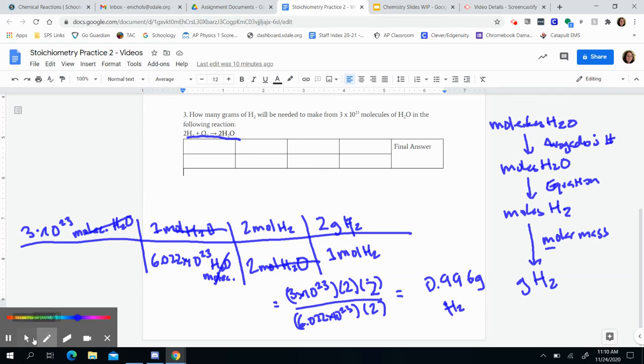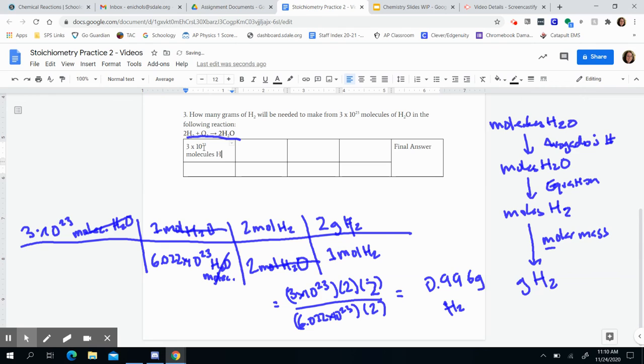Okay, so if I was going to type this all out, my 3 times 10 to the 23rd molecules of H2O. And then that goes to my Avogadro's number, 6.022 times 10 to the 23rd molecules. That's H2O. That cancels. And that leaves me 1 mole of H2O.